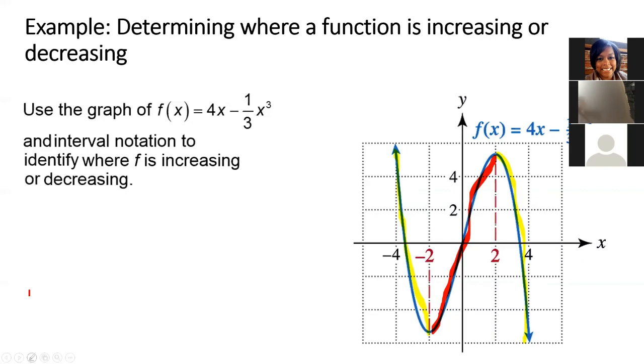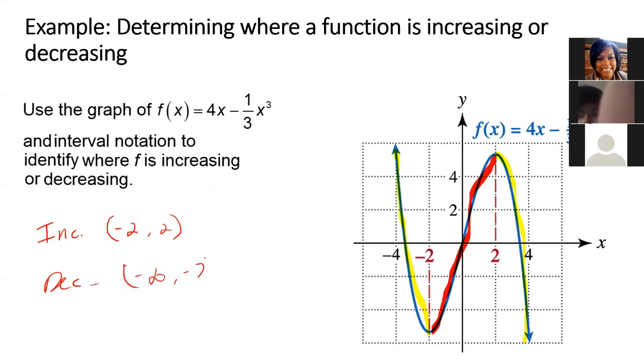So now when I write my intervals out, I know that my increase is taking place from -2 to +2, and my decrease, I actually have 2 of them, are taking place from -infinity to -2 and 2 to +infinity. Not 4, but 2.